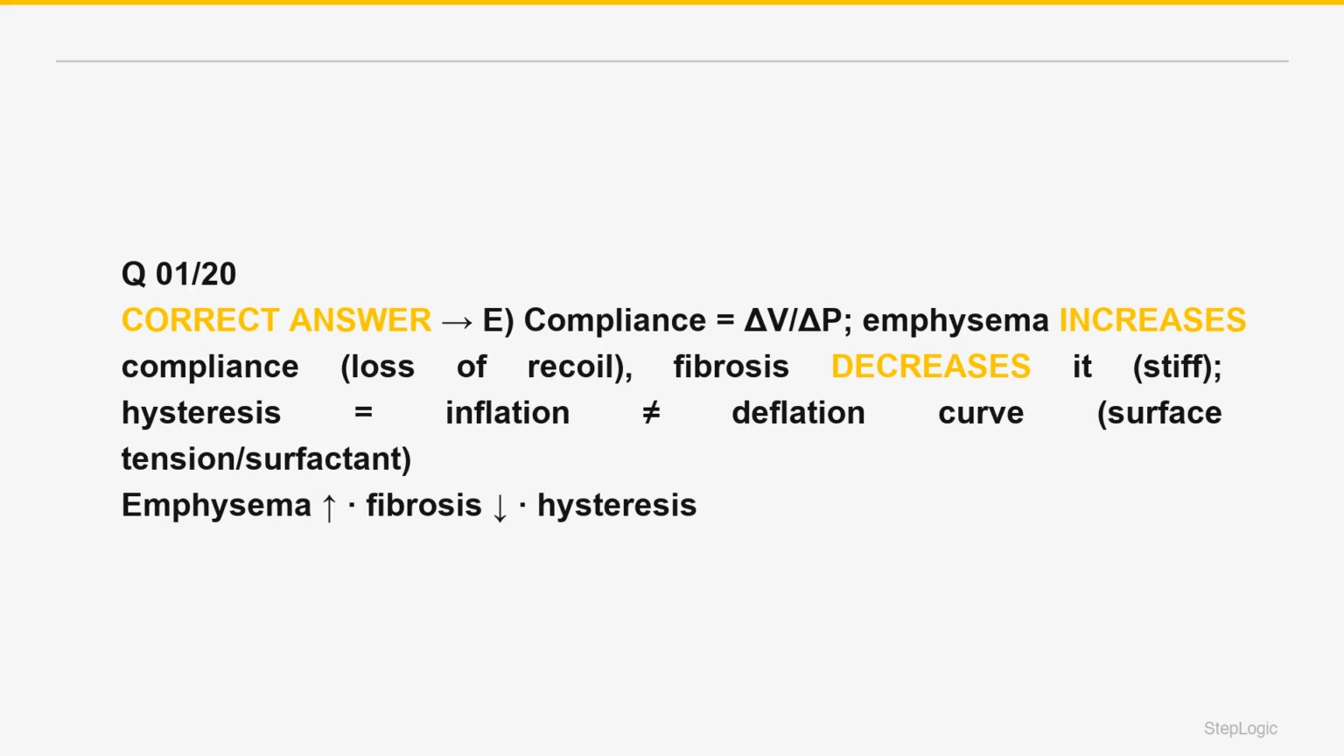It takes more pressure to inflate the lung, especially to open collapsed alveoli against surface tension, than to keep it inflated during deflation. This is largely due to surface tension at the air-liquid interface and the action of surfactant, which reduces surface tension and stabilizes alveoli, improving compliance. Compliance is greatest in the mid-range of lung volumes, functional residual capacity. The change in V over change in P definition, with emphysema raising and fibrosis lowering compliance and hysteresis from surface tension, is correct.